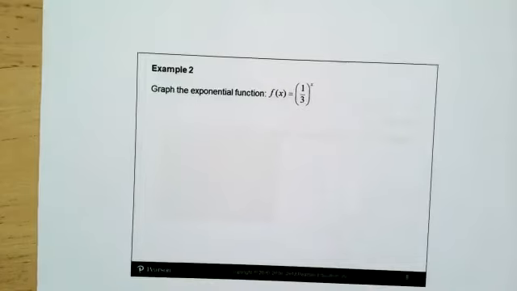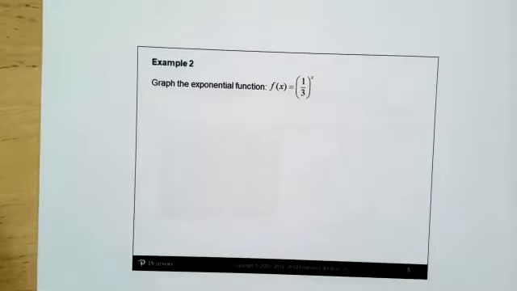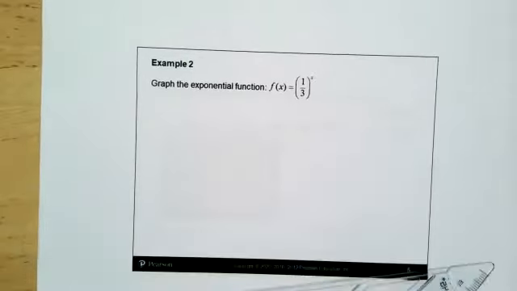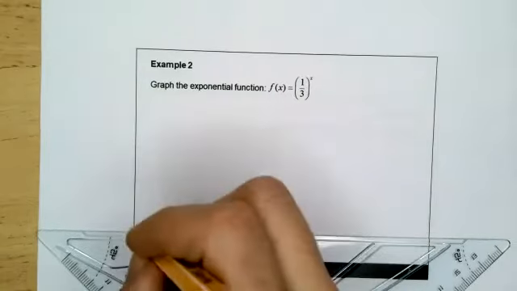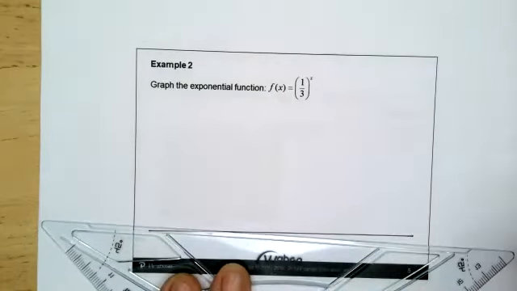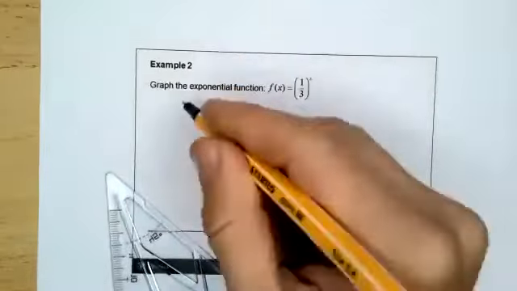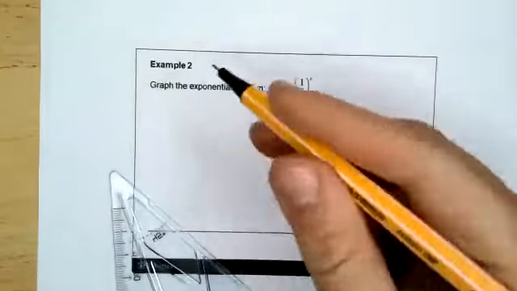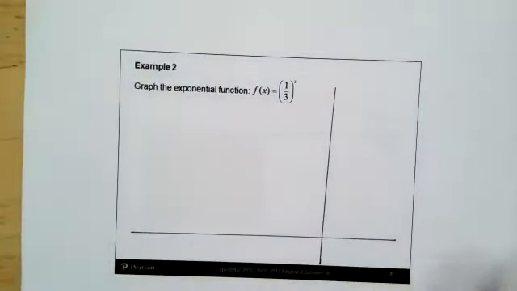So instead of 3 to the power of x, let's graph 1/3 to the power of x, shall we? My base is now between 0 and 1. So that means the fastest growth, the biggest change, is going to be coming on this side. And it's never going to go below the x-axis.